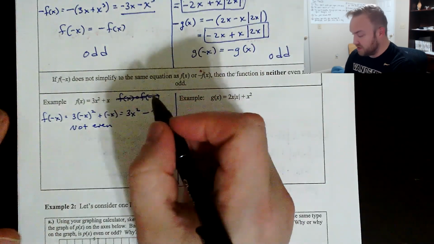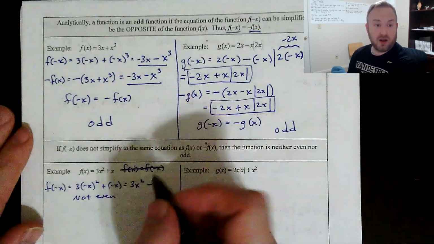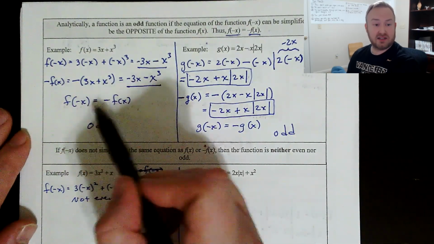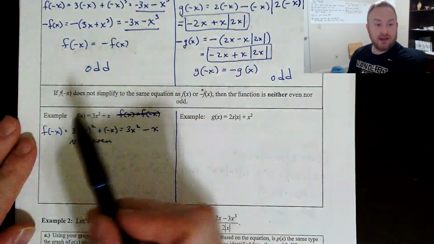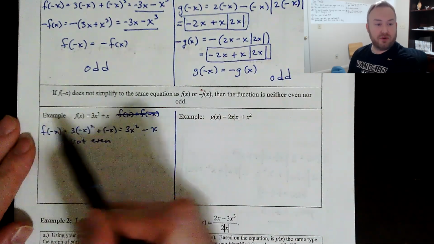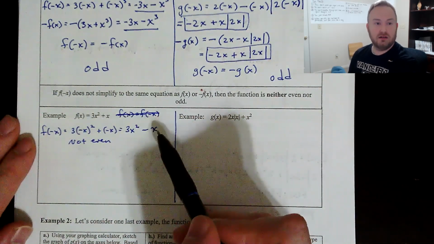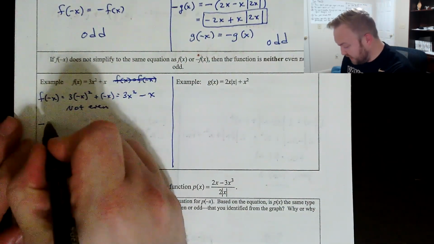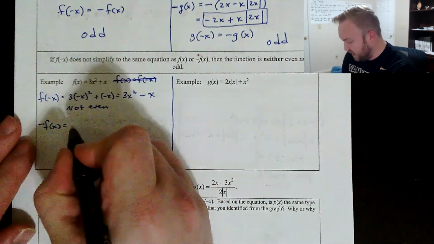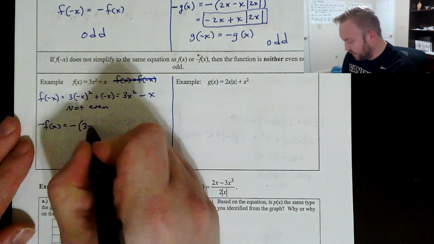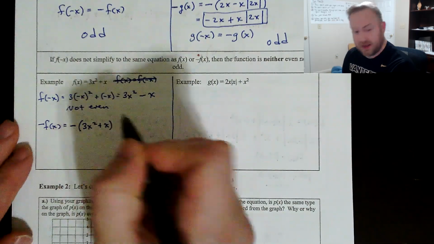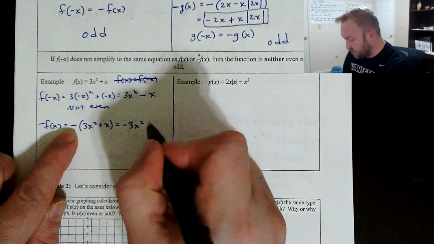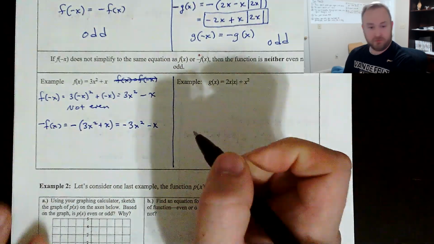Okay, well now let's check and see if it's odd. So we know that our odd rule is that f of minus x, or f of negative x, equals negative f of x. Now luckily we've already got f of negative x, right? So we don't have to do that again. All we need to do is the negative f of x. So negative f of x equals, so we're just going to put a negative on the whole f of x function. And if we just distribute that negative, we'll get minus 3x squared and minus x.